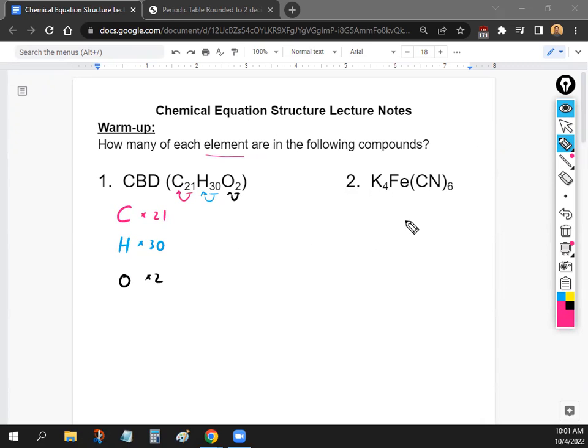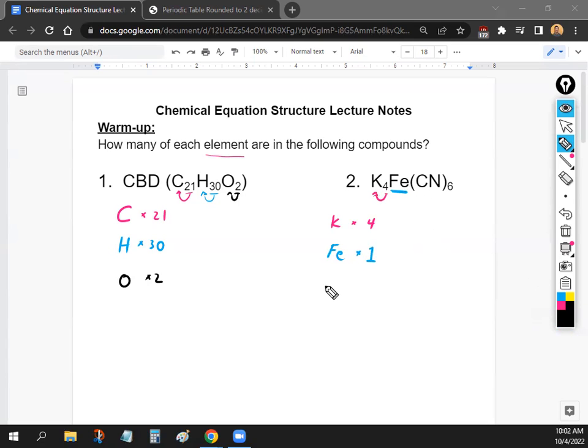Let's go on to one that's a little bit trickier. So we got K, potassium. There's a 4 behind it, so that means that there are 4 potassiums. If we look right here at Fe, Fe has a capital F and a lowercase e, so that means that this is all just one element. This is iron. And since there's no number behind it, it means that there's just one.